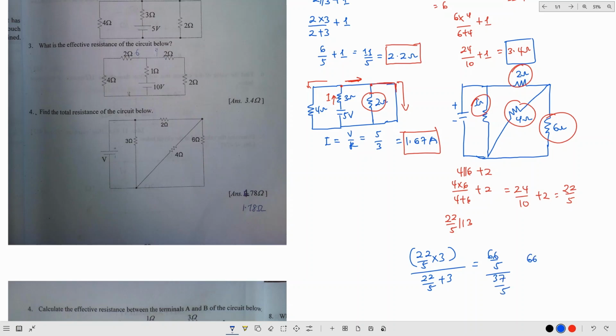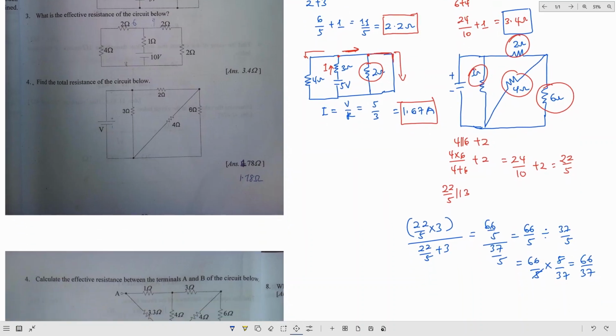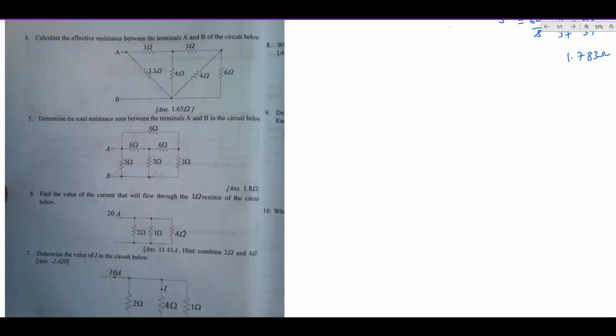So let's divide these two. We have 66 on 5 divided by 37 on 5. So then you're going to have 66 on 5 times 5 on 37. This will cancel out, and then you're going to have 66 on 37. 66 on 37 will give us a value of 1.783 ohms. So that will be the effective resistance for this also. Okay guys, so let's move on to the next question.